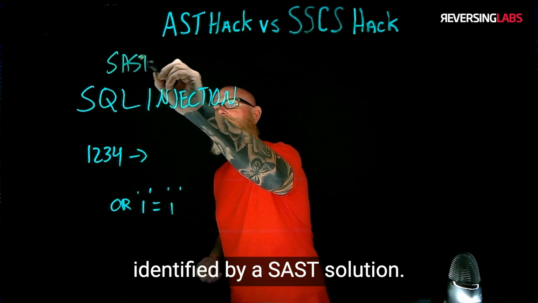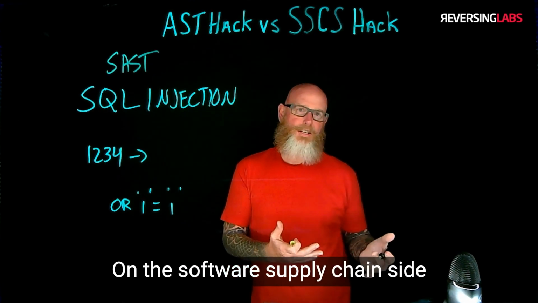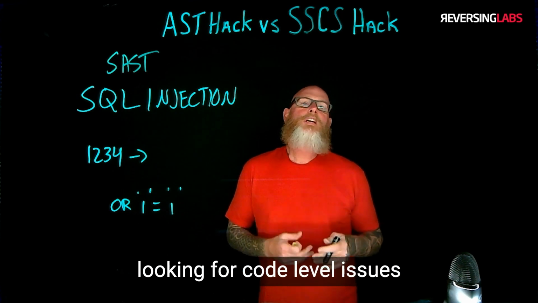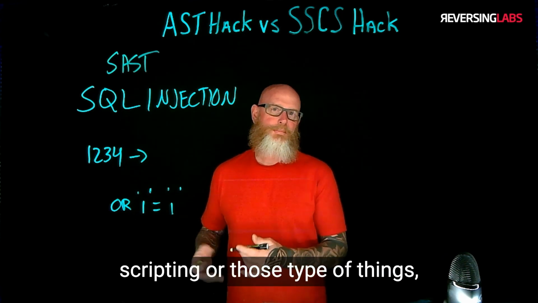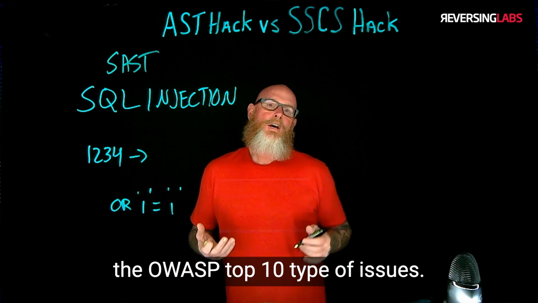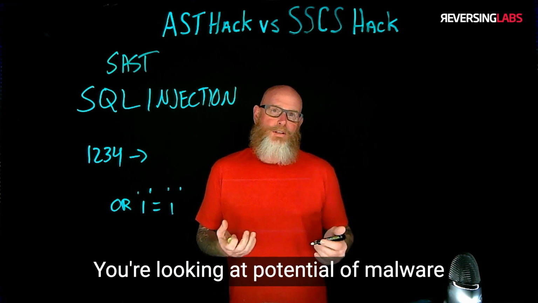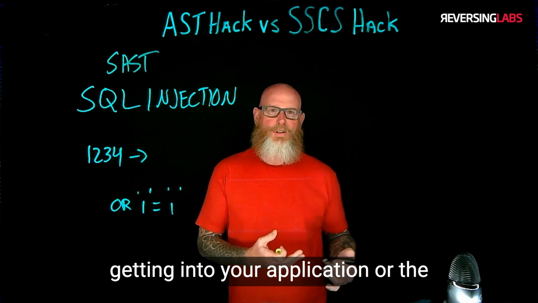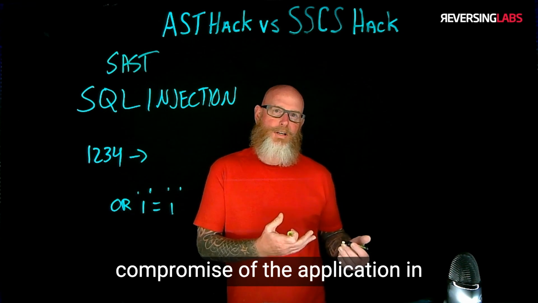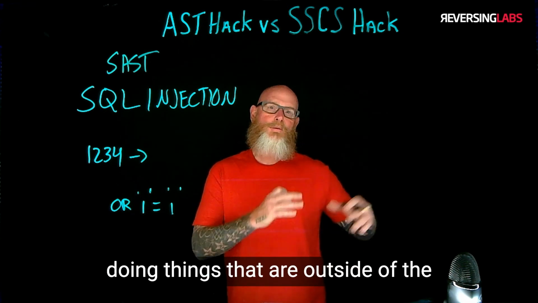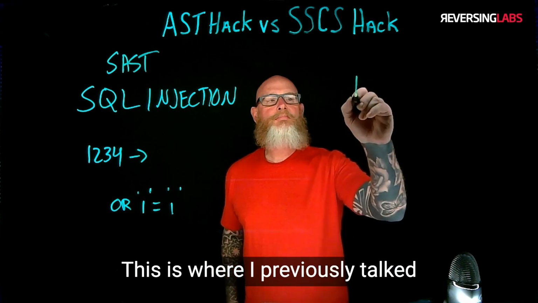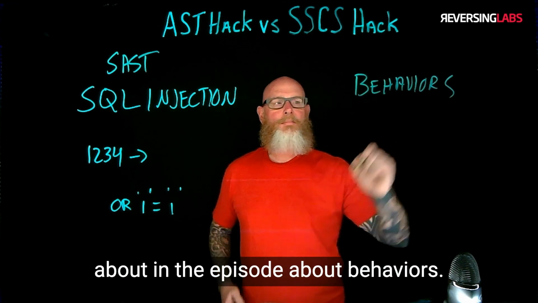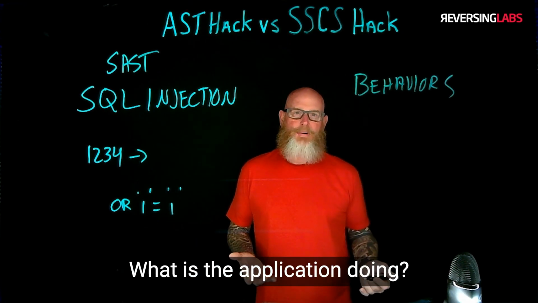A very simplistic example of why a SQL injection is important in something that would be identified by a SAST solution. On the software supply chain side of the house, you're not really looking for code level issues like SQL injection or cross-site scripting, the OWASP top 10 type of issues. You're looking at potential of malware getting into your application or the compromise of the application and doing things that are outside of the scope of the intended functionality. This is where I previously talked about in the episode about behaviors. What is the application doing?